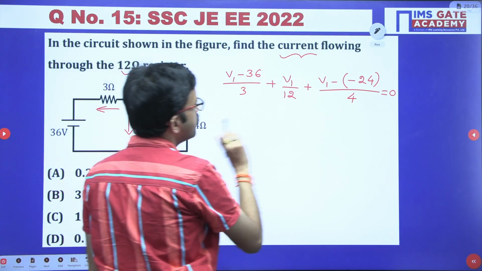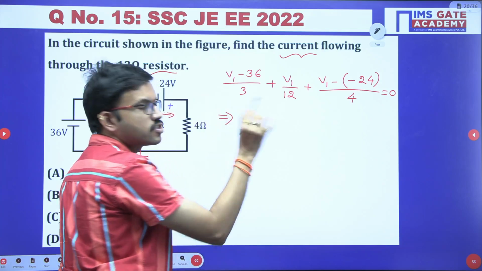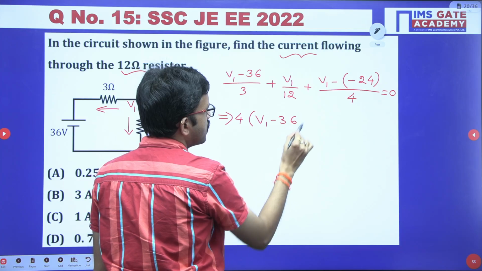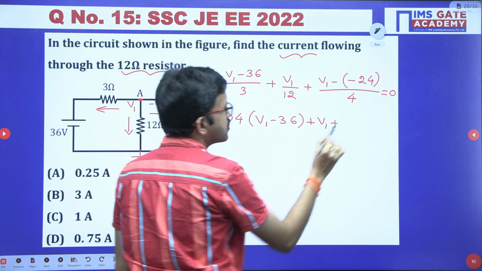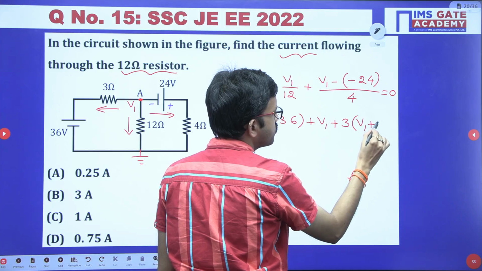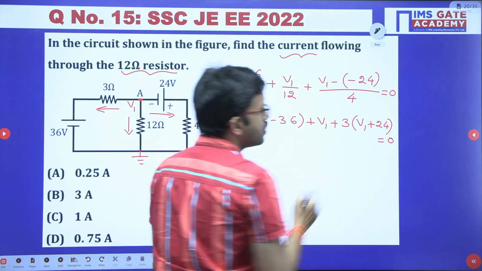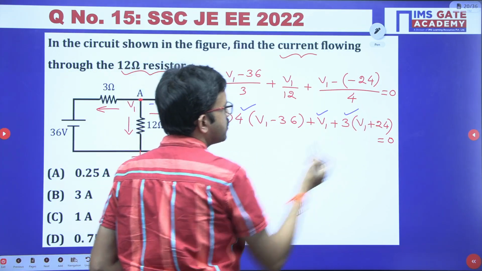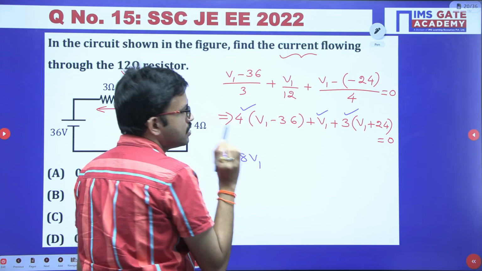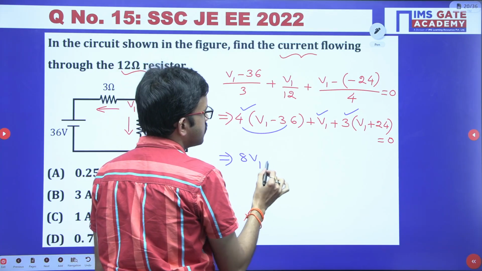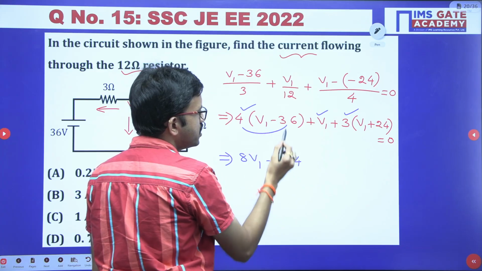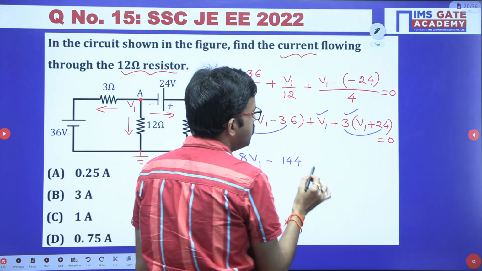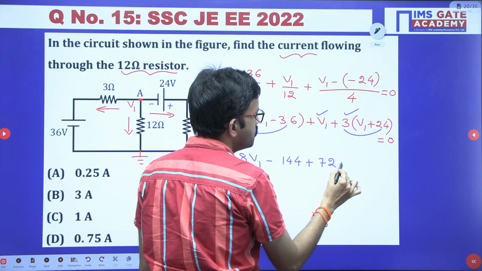So this overall equation, I am multiplying with 12. Then 4 into V1 minus 36, then V1, then here 3 times into V1 plus 24 is equal to 0, right? So 4V1 plus V1, that is 5 plus 3, 8V1, then 4 into 36, that is 144. Then here 3 into 24, that means you are getting 72 is equal to 0.